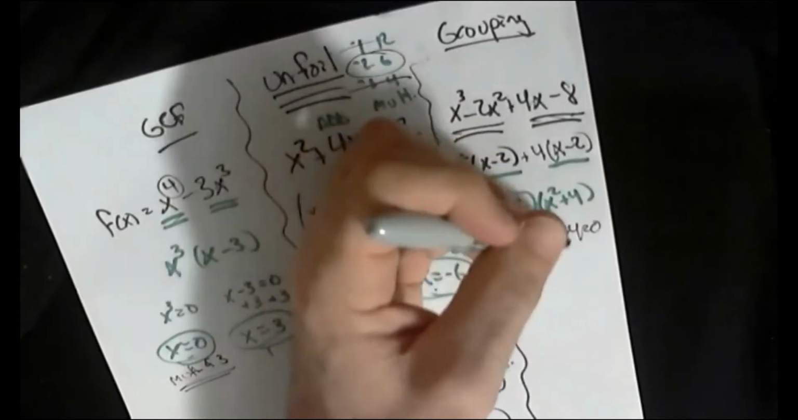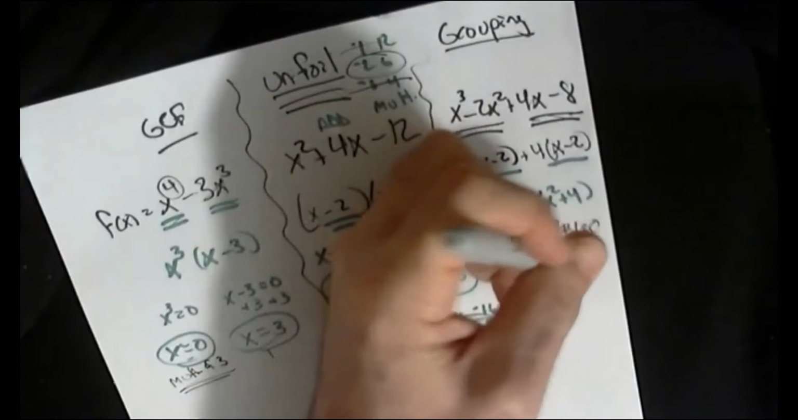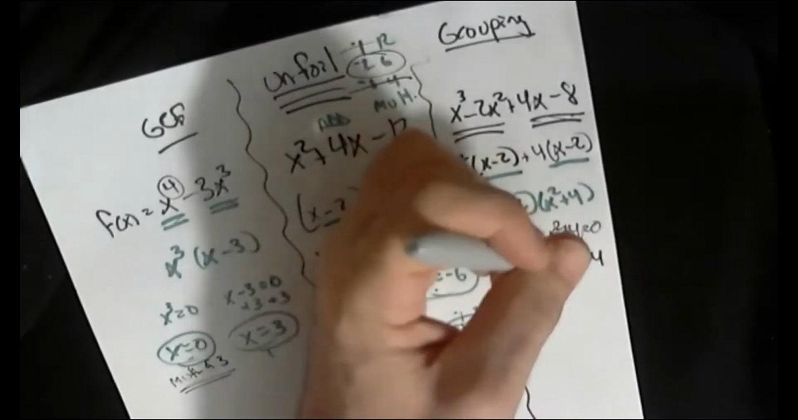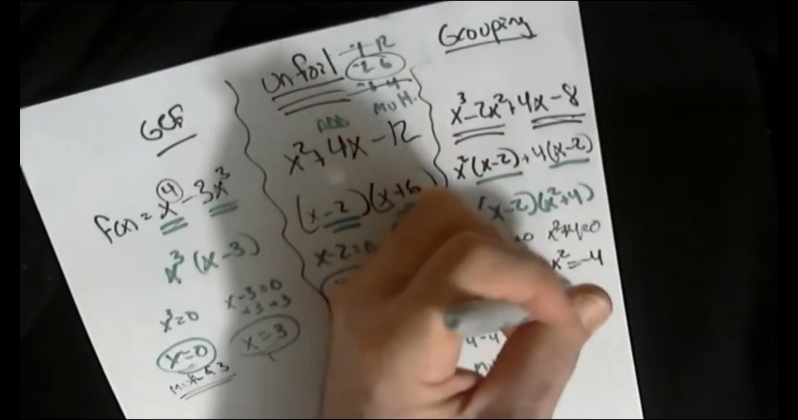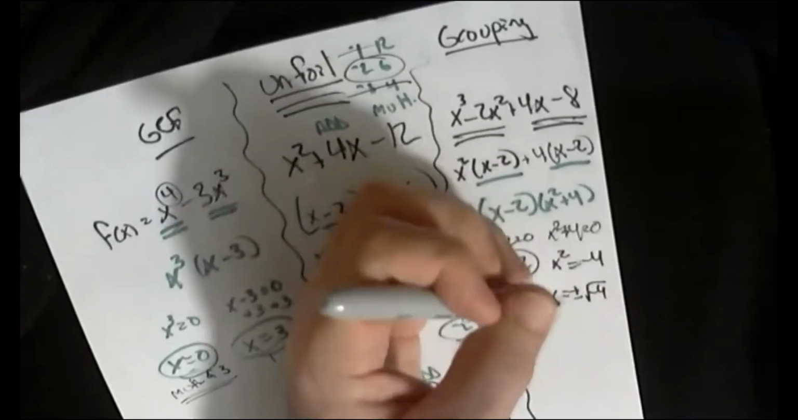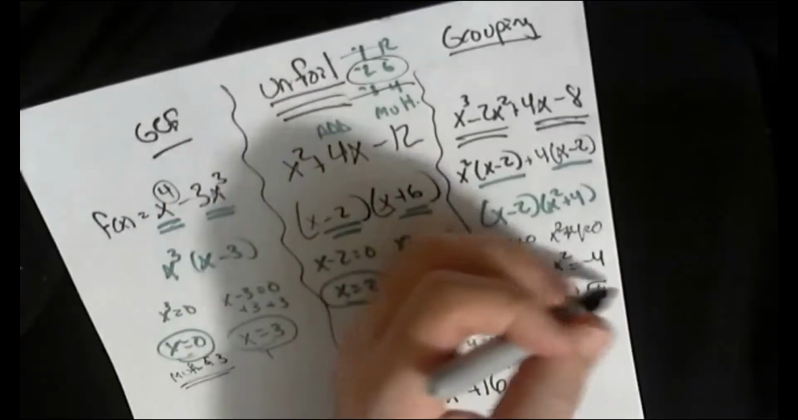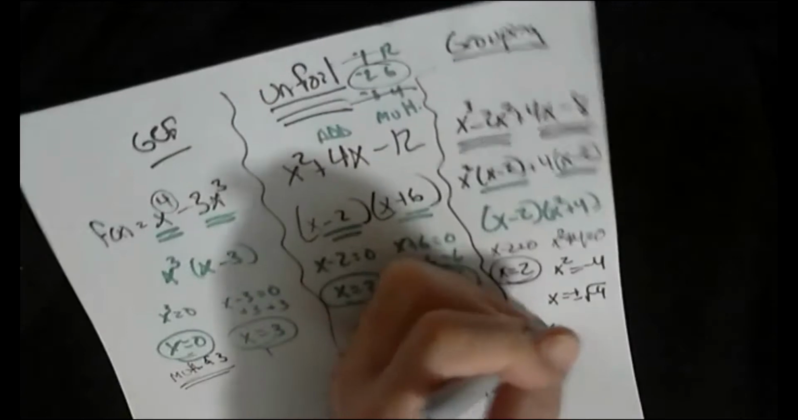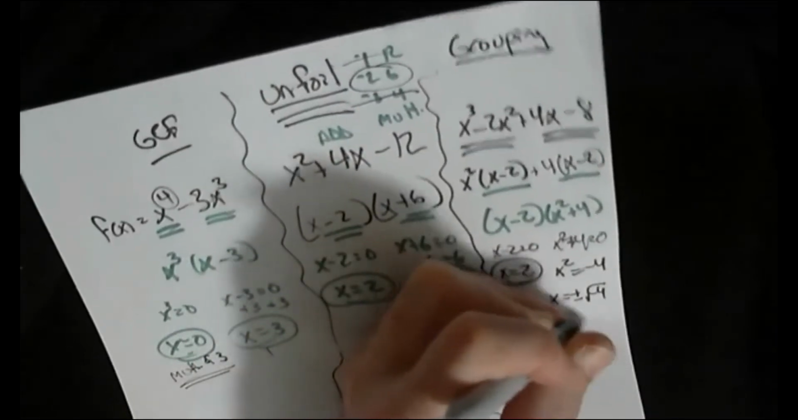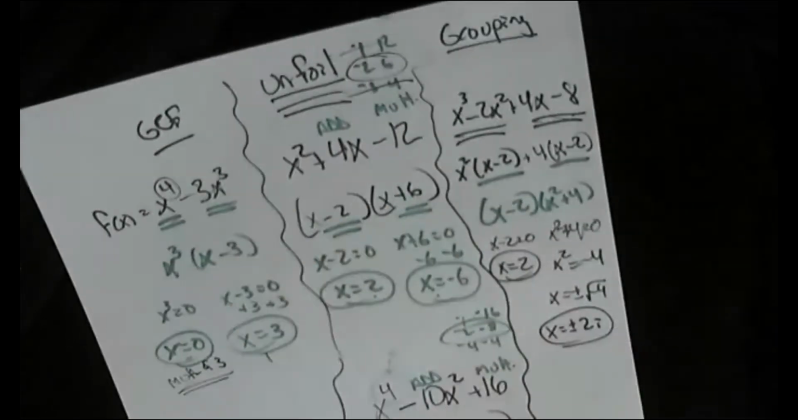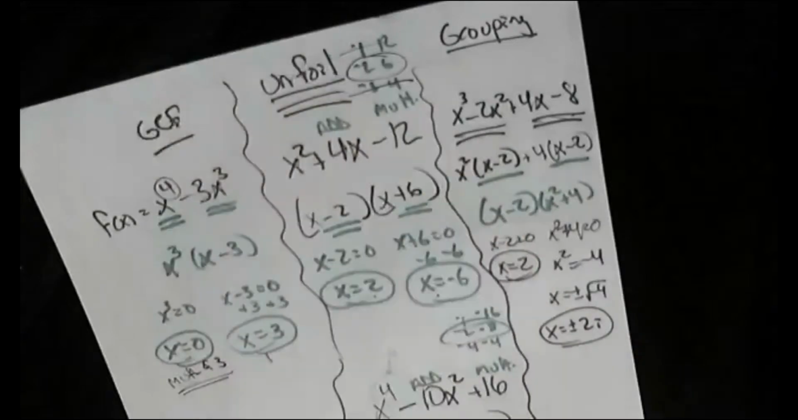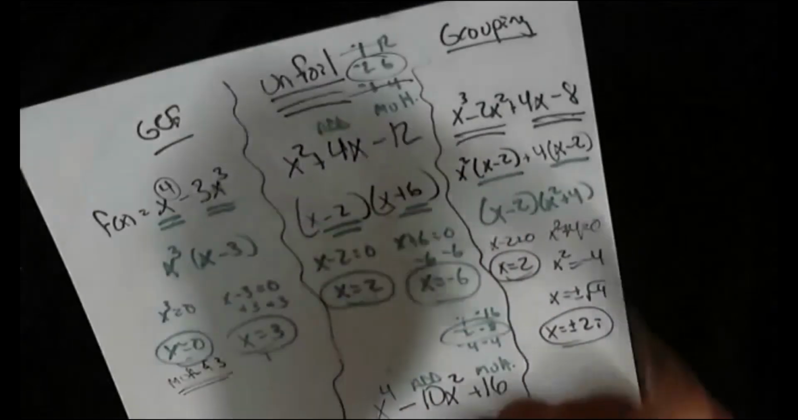X squared plus 4 equals 0. Subtract 4 from both sides. Square root. X equals plus or minus the square root of negative 4, which in this case is an imaginary solution, which we'll mess with later on, not so much in this unit. So the example I picked was probably not the best example, but you get the idea.